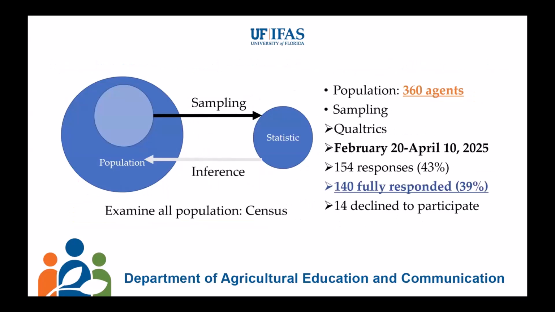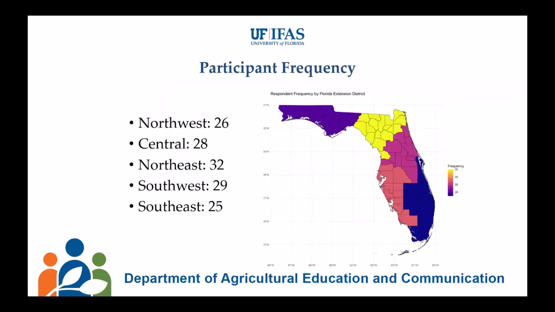So my target population is the 360 agents, and the sampling process was a Qualtrics survey collected between February 20th and April 10th this year. We got 150 responses, about 43%, and 140 fully responded. 14 declined to participate.